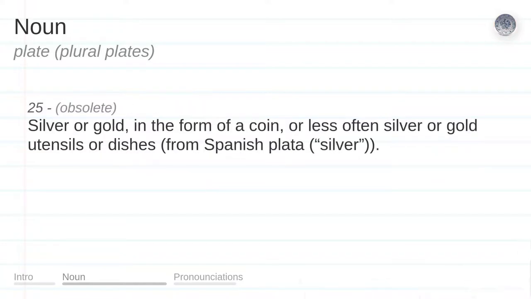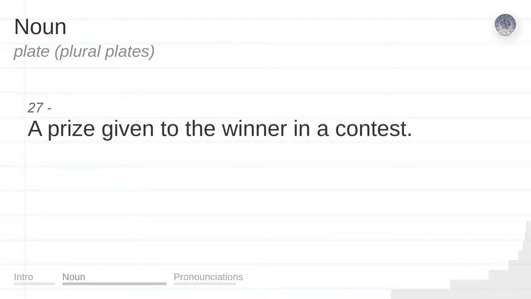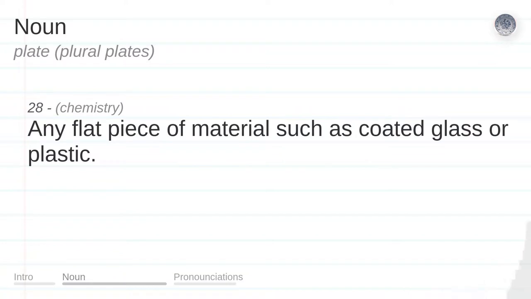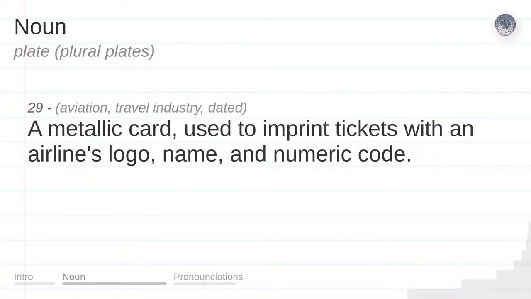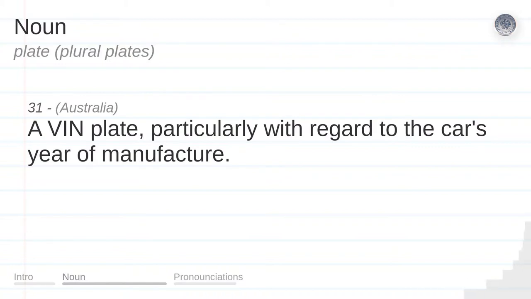Silver or gold, in the form of a coin, or less often silver or gold utensils or dishes, from Spanish plata, silver. A roundel of silver or tinctured argent. A prize given to the winner in a contest. Any flat piece of material such as coated glass or plastic. A metallic card, used to imprint tickets with an airline's logo, name, and numeric code. The ability of a travel agent to issue tickets on behalf of a particular airline. A VIN plate, particularly with regard to the car's year of manufacture.